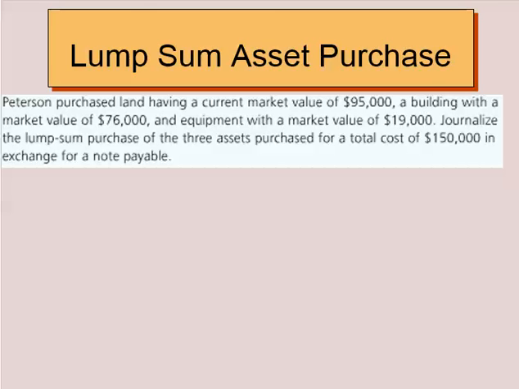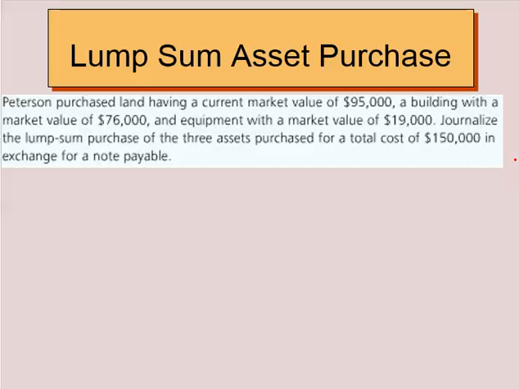Okay, so we have an example here of a lump sum asset purchase. Let's walk through that. It says Pearson purchased land having current market value of $95,000, a building with a market value of $76,000, and equipment with a market value of $19,000. Journalize the lump sum purchase of the three assets purchased for a total of $150,000 in exchange for a note payable. Okay, so we have to allocate those based on their current market values.